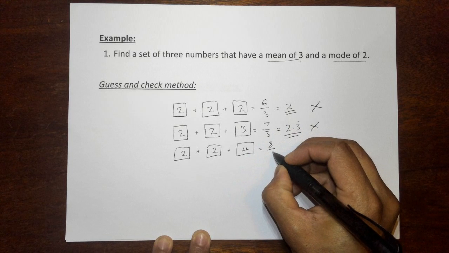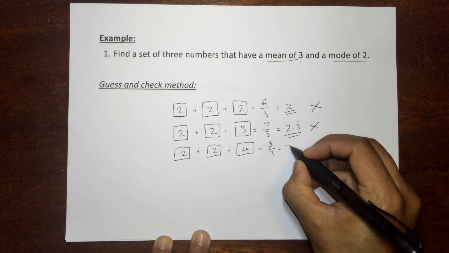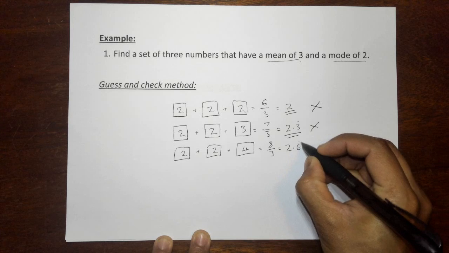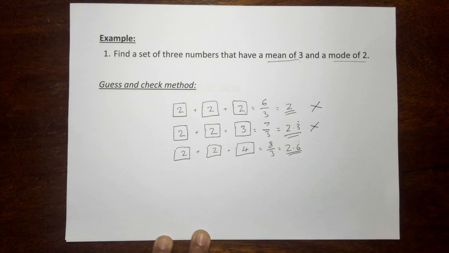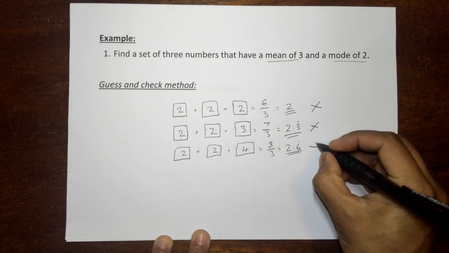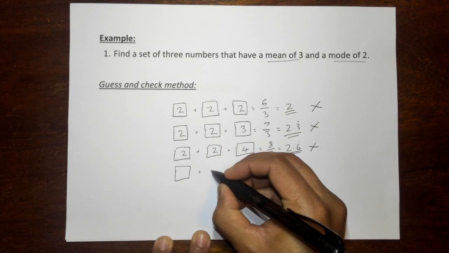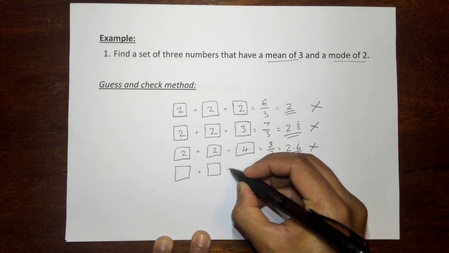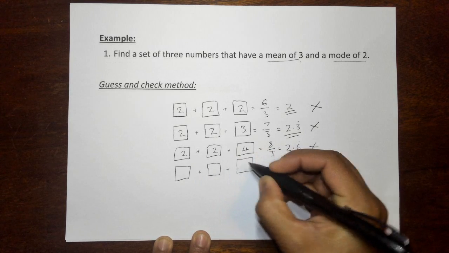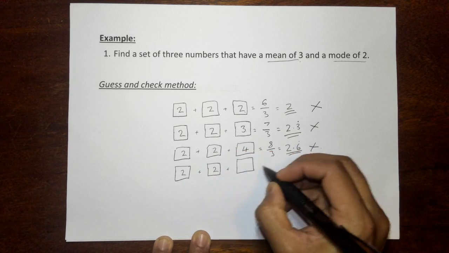Add those together, and we get 8. This time, we divide that through, and we get 2.6 recurring. Still not the 3 that we're after. So let's keep going. You can see that the guess and check method, although you will get there in the end, can take a while.